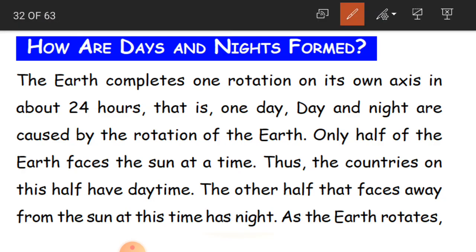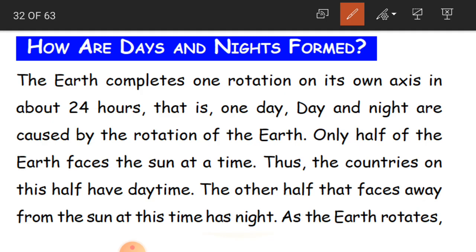So every day we have a day and we have a night. Now this is a repeated process. Now day after night, night after day. Now how are these days and nights formed? Let us learn now. The earth completes one rotation on its own axis in about 24 hours. That is one day. And day and night are caused by the rotation of the earth.